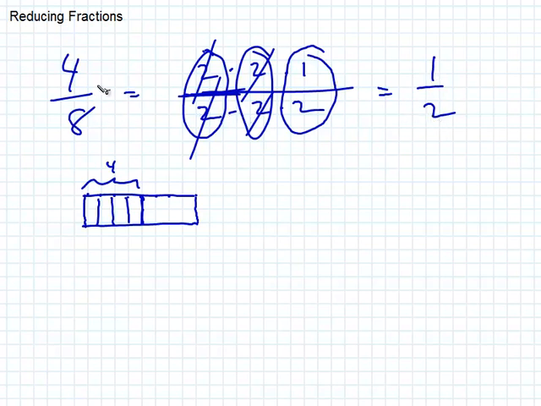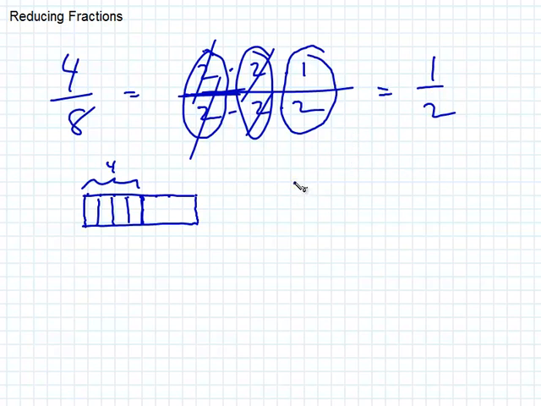So this is the idea. If there's any factor in the top and bottom of a fraction, you can cancel it out and reduce the fraction. So it's a smaller fraction made with smaller numbers, usually easier to work with. Let's look at another example.